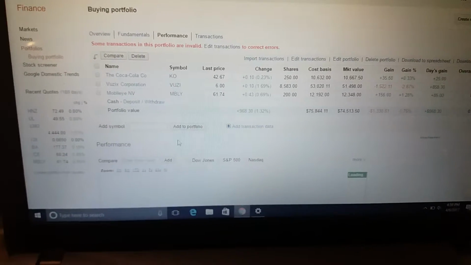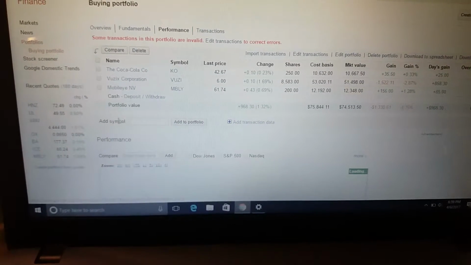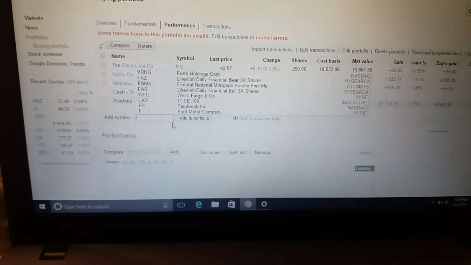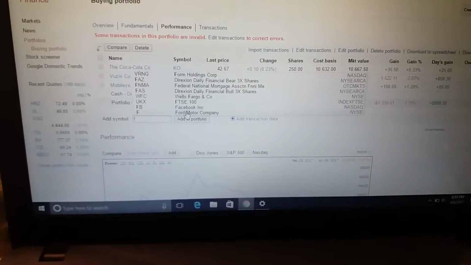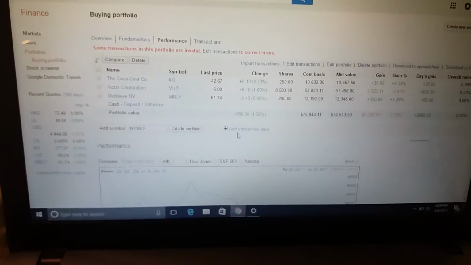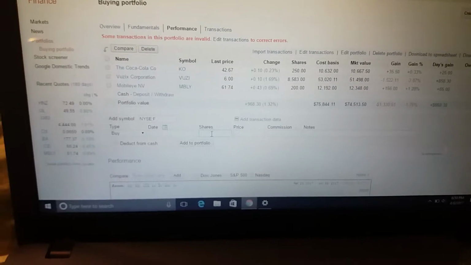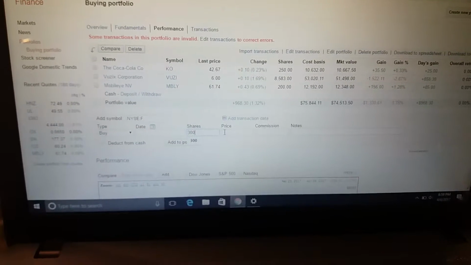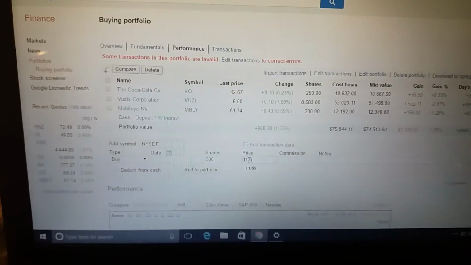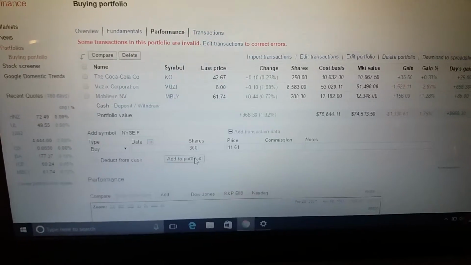All right. Don't worry about correction errors right now. Next symbol, F, Ford Motor Company, New York Stock Exchange. Add transaction data. You bought 300 shares at $11.61. Okay, add that to portfolio.